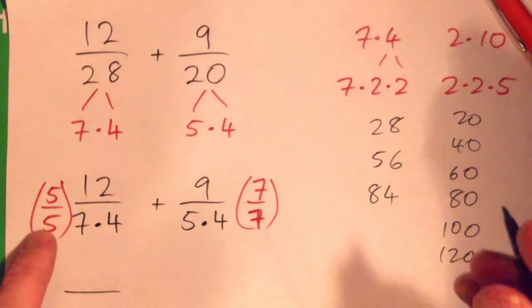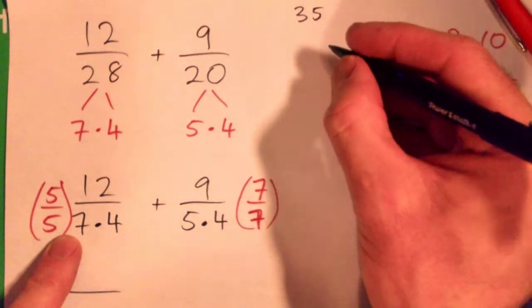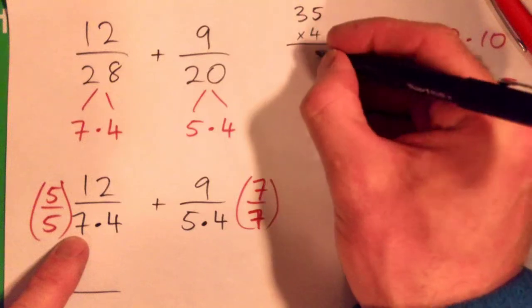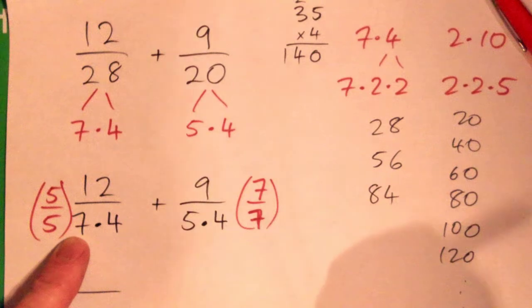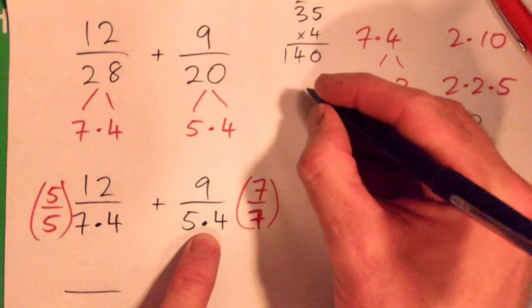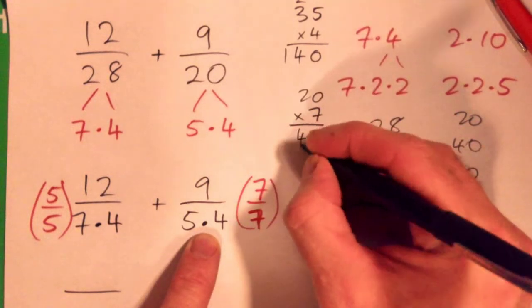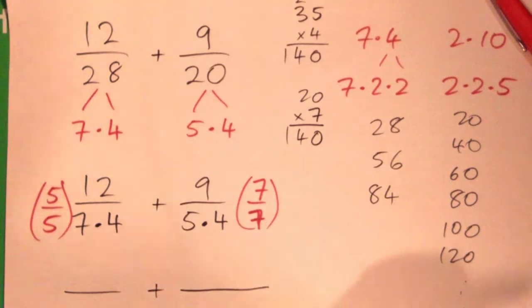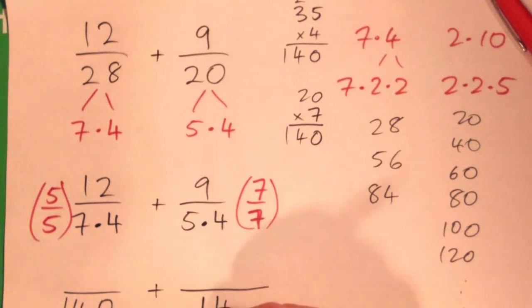So on the bottom here, 5 times 7 is 35. And 35 times 4. 4 5s, 20, carry 2. 4 3s is 12, and 2 is 14, right? And over here, 5 times 4 is 20, times 7, 0, 14, right? So we should have 140 on both denominators, on the bottom of both fractions, right?